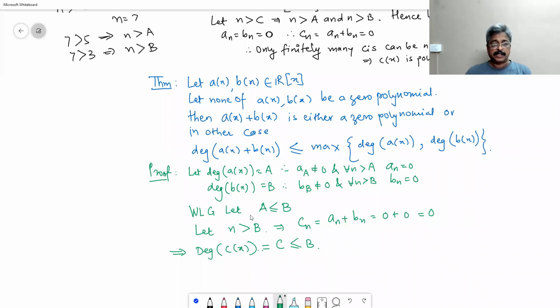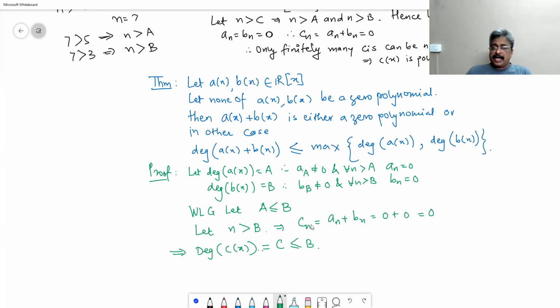Okay. Proof is: let the degree of a of x be capital A. We have done this in the earlier proof. The coefficient is non-zero and every coefficient after that is zero. Let the degree of b of x be capital B. The largest coefficient is not zero and every coefficient after that is zero. Without loss of generality, let A be smaller than or equal to B. They might have equal degrees. Now, if you consider any natural number n which is greater than B, of course, Cn is going to be 0 because An is 0 and Bn is 0.